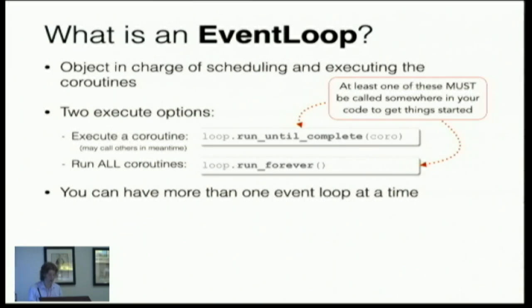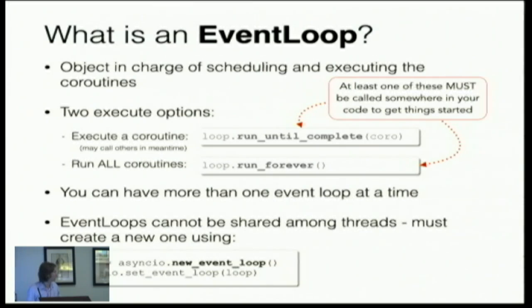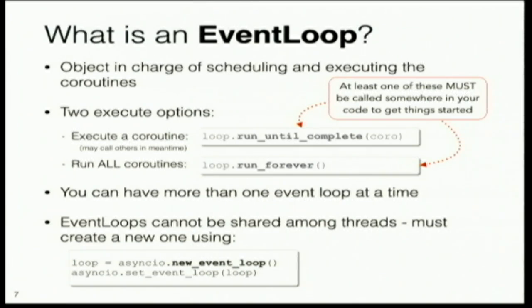You can have more than one loop at one time. You usually tell multiple threads. They can't be multi-threaded, so you have to create a new one in each thread if that's what you need to do. And when there is a new event loop, it's often handy to say set event loop right after that.